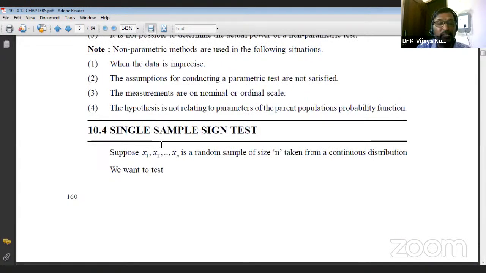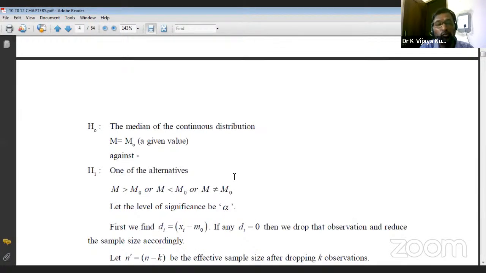Single sample sign test. X1, X2, ..., Xn is a random sample of size n from a continuous distribution. You all learned in design of experiments in the 5th semester about the alternative hypothesis and null hypothesis, am I correct? The median of the continuous distribution M is equal to M naught, a given value, against the alternative. We can take H1 as one of the alternatives: M greater than M naught, or M less than M naught, or M not equal to M naught. The alternative can be greater than, less than, or not equal to.